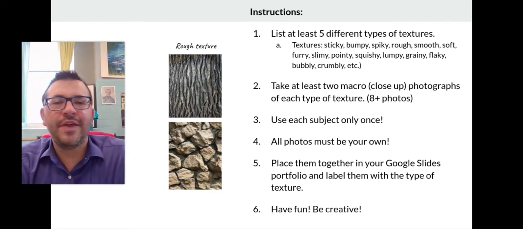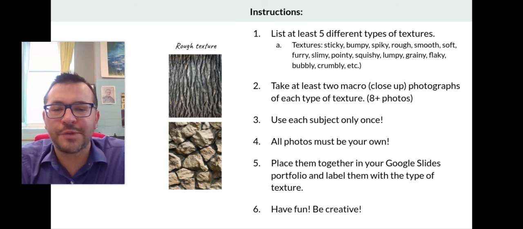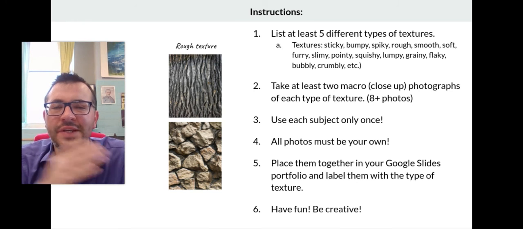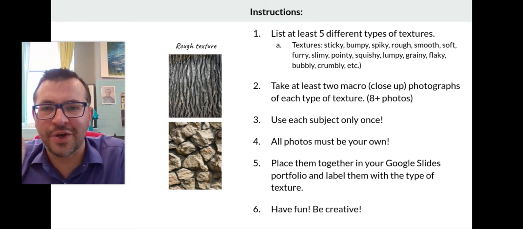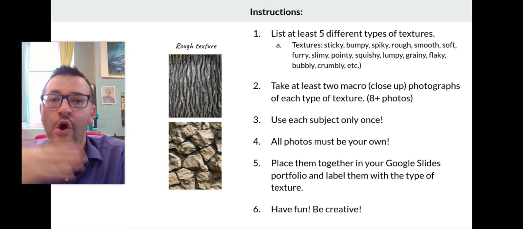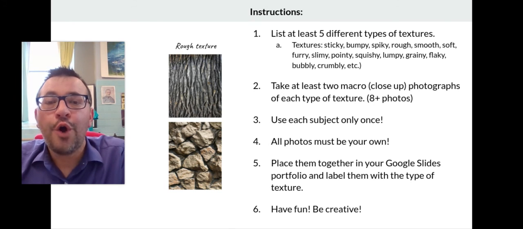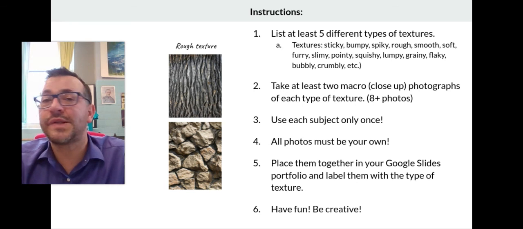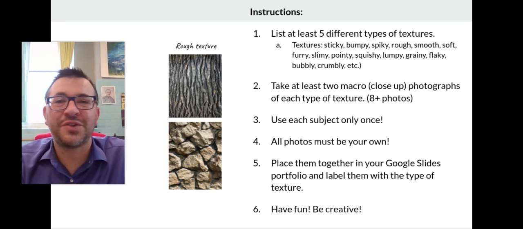Then you'll place these photos together in your Google Slides portfolio and label them with the texture word, like I've done for the rough texture images on the screen. You can put all of the photos on one slide, or you can have one slide for each type of texture. That's totally up to you.